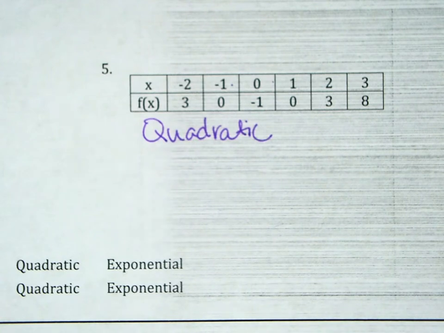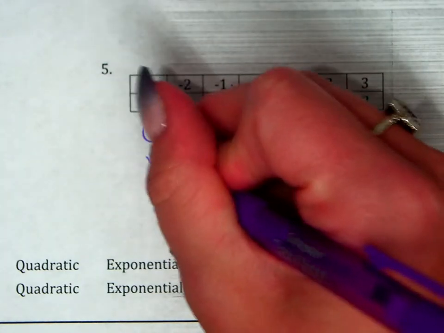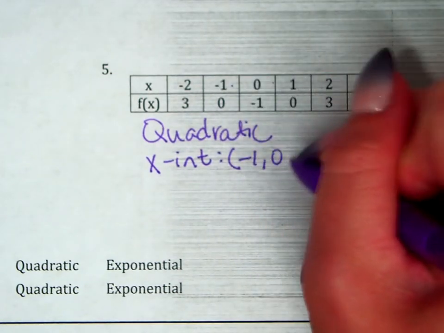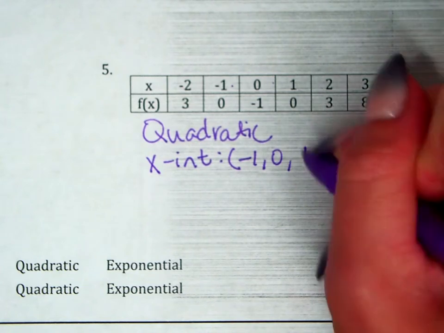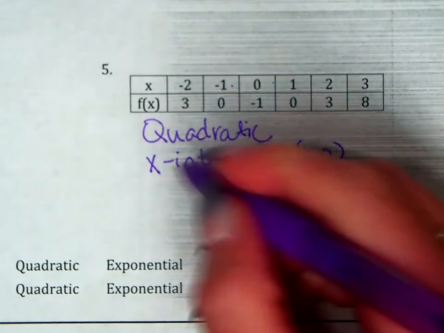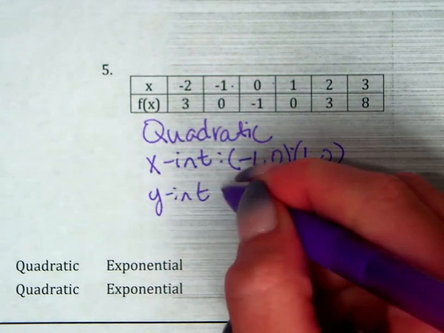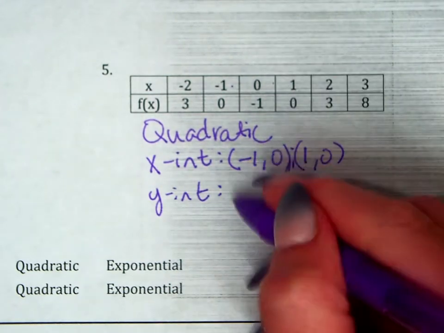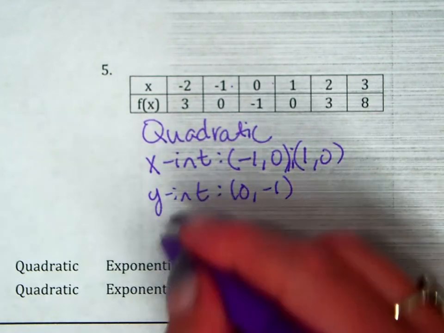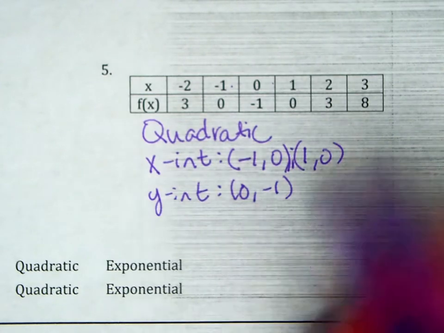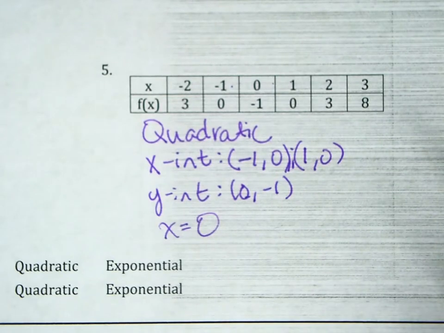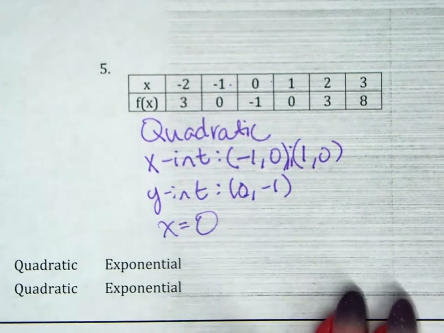So now I need to look at my x-intercept. My x-intercepts are when y is equal to 0. So I can pinpoint those. I've got -1, 0 and 1, 0. And then my y-intercept is when x equals 0, so that's at 0, -1. My axis of symmetry will be my vertex, which also conveniently is my y-intercept. So that's all the information we needed here.